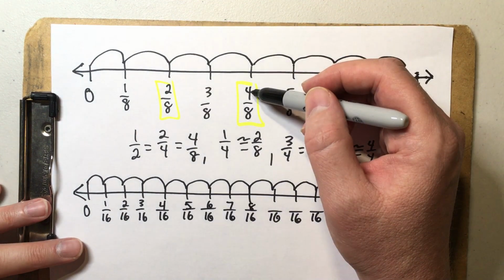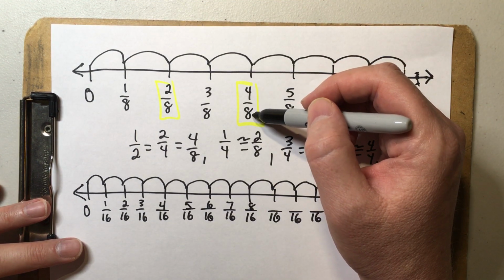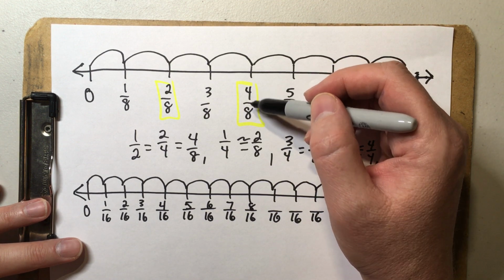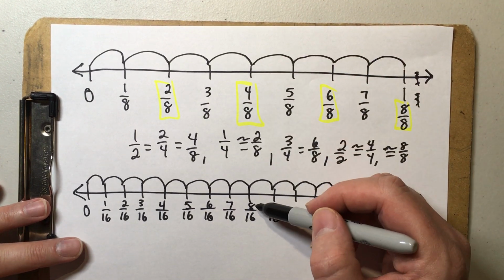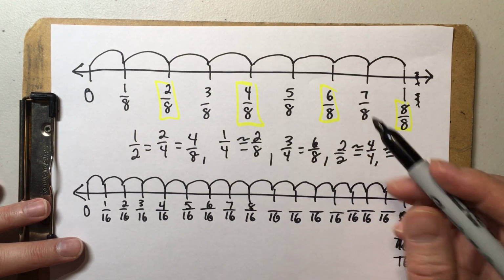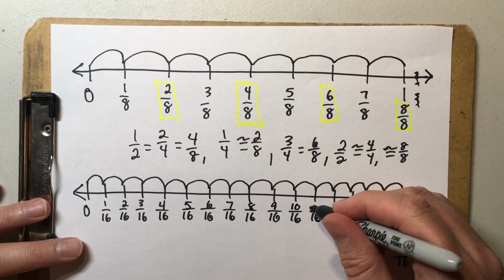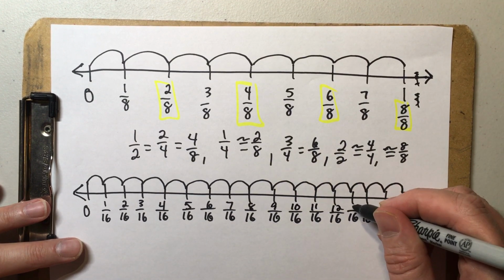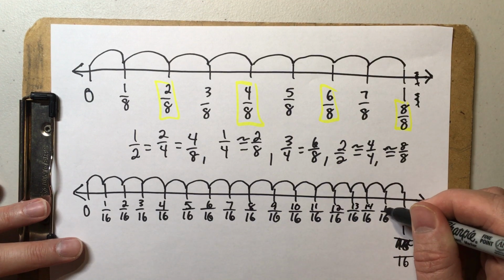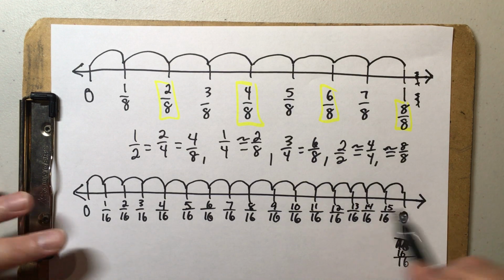So when you double the numerator and it equals the denominator, it always is going to be half, okay? 4 doubled is 8. 8 doubled is 16. So all those are both equivalent to half. Okay? 12, 13, 14, 15, 16. 16 sixteenths equals 1. Okay?